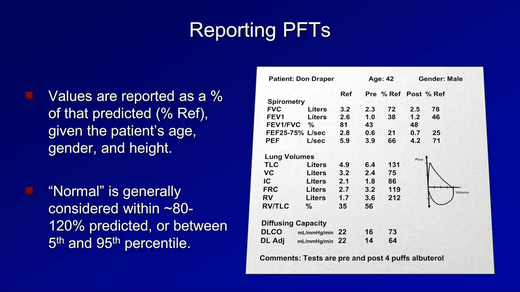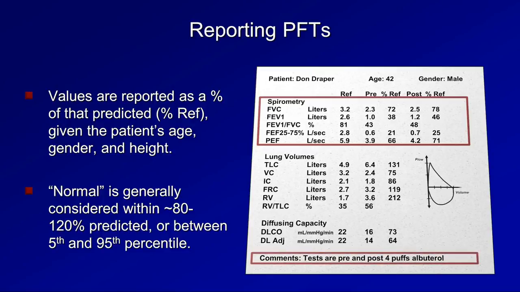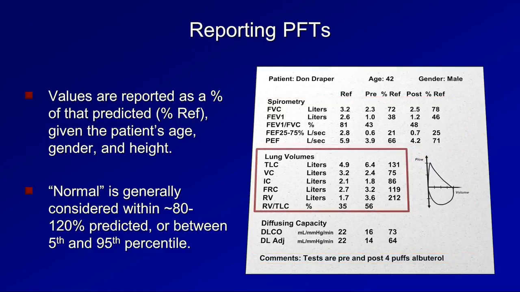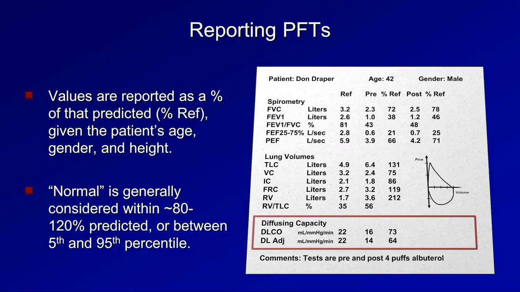In terms of the actual components of the report, the top third is the spirometry, where the key measurements are the FVC, FEV1, and the FEV1 to FVC ratio. Also measured during spirometry is the patient's response to inhaled bronchodilators. And this little shape is the flow volume loop, which will be covered in the next video. The second third of the PFT report is the lung volumes, of which the TLC, or total lung capacity, is the most important. Finally, the last third is the diffusing capacity, or DLCO.